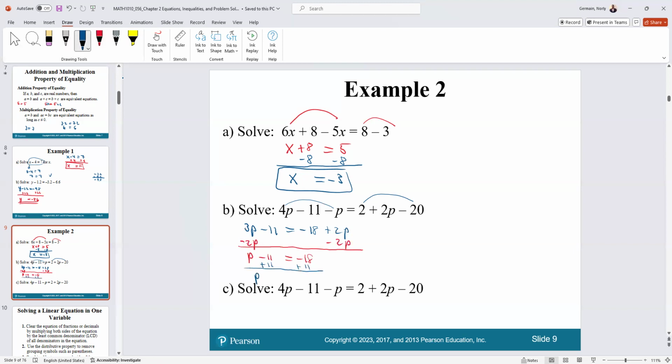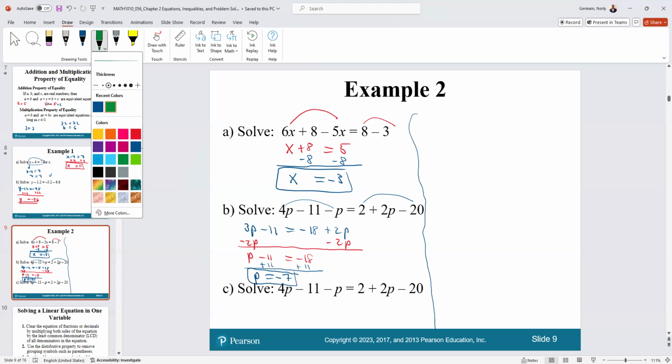So we end up with p equal negative 18. If we have negative 18 plus 11, that gives us negative 7. Okay? All right. Let's go with C. I'm going to write C up there so you can see what we're really planning on doing. I'm going to take a green. I love green, so I'm hoping you can read it with it.